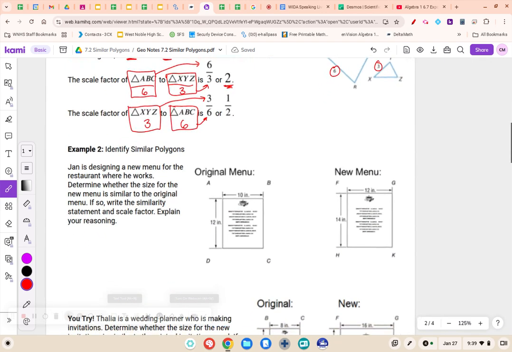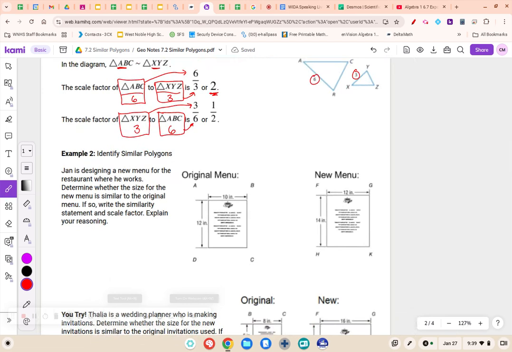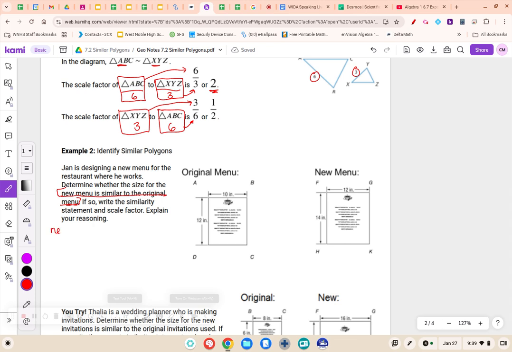So we have some examples. Identify similar polygons. Jan is designing a new menu for the restaurant where he works. Determine whether the size of the menu is similar to the original menu. If so, write the similarity statement in scale factor. Explain your reasoning. So it specifically says new menu is similar to the original one. So we're going to go new to original. So we have the new over the original.